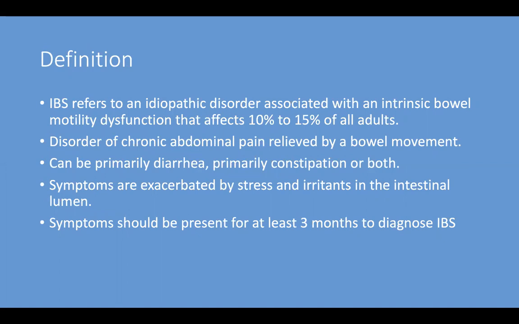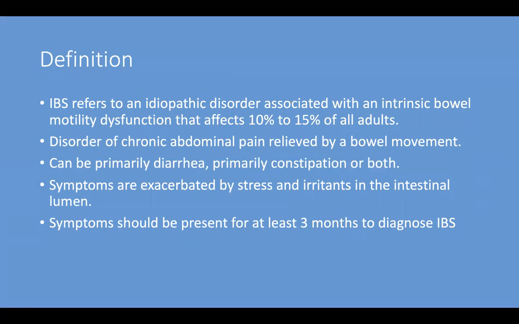IBS refers to an idiopathic disorder associated with an intrinsic bowel motility dysfunction that affects 10 to 15% of all adults. So what is IBS? If we break down the word, irritable means pain or discomfort. Bowel means the small or large intestine, and syndrome. So from the name, we could understand this is a pain disorder, which is associated with an altered bowel movement. Also, it is an idiopathic disorder. So there is no known etiology for this syndrome, and it is based on theories. Also, it is associated with an intrinsic bowel motility dysfunction.